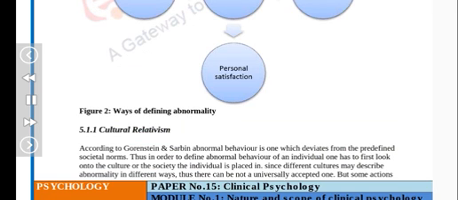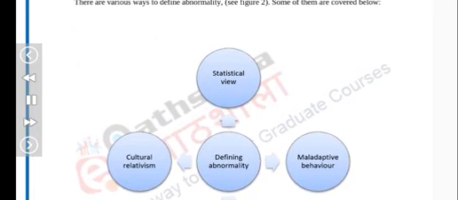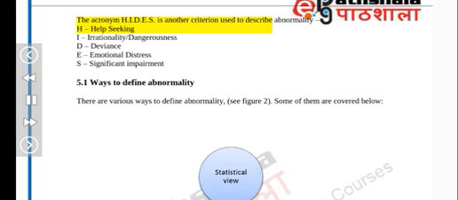Psychology paper number 15, Clinical Psychology. The acronym HIDES is another criterion used to describe abnormality. H, help-seeking. I, irrationality, dangerousness. D, deviance. E, emotional distress. S, significant impairment. 5.1 Ways to define abnormality.